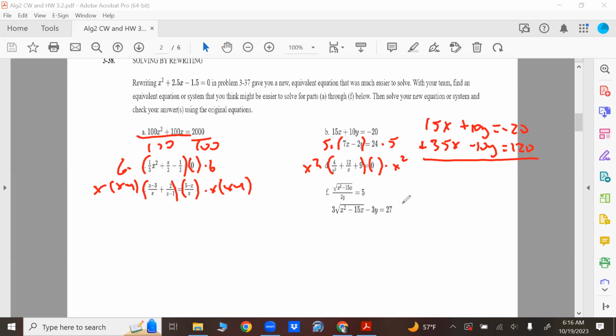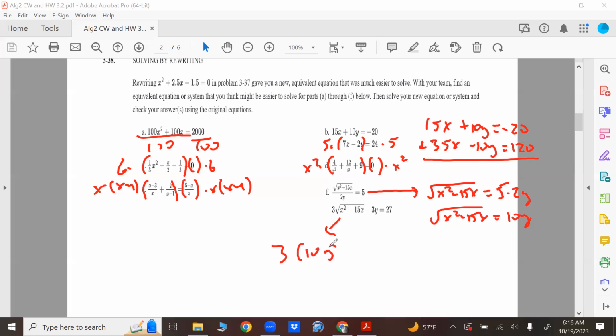And this one here, I would substitute for the radical. That'll equal 5 times 2y. And then you'd have 3 times 10y minus 3y equals 27. So I kind of gave you some leads here. So go ahead and pause the video, try solving each of these.